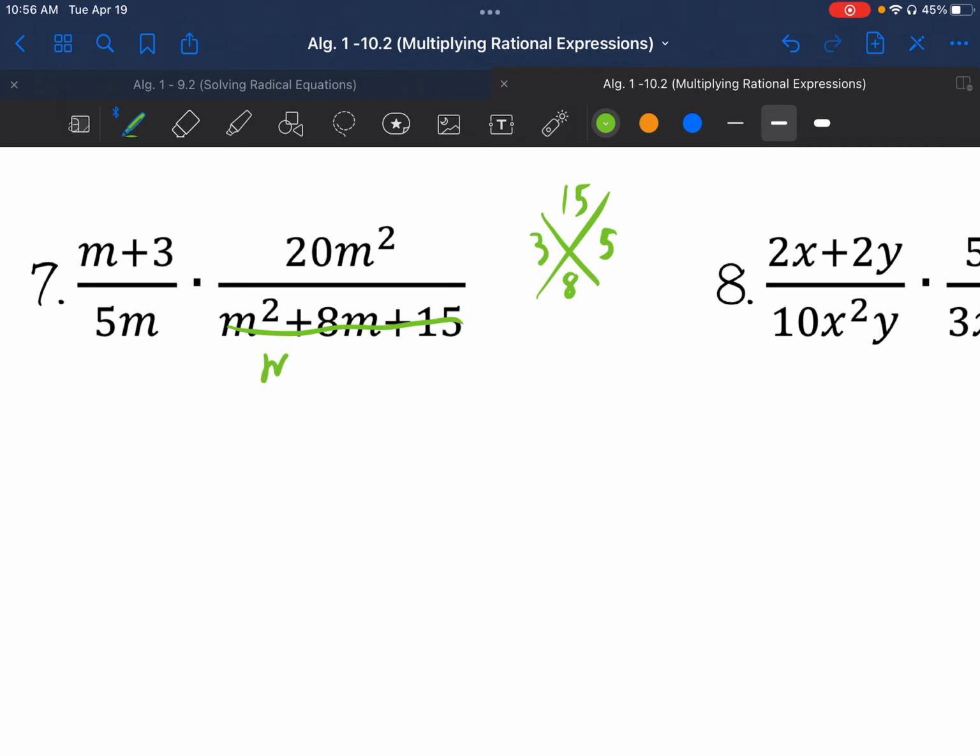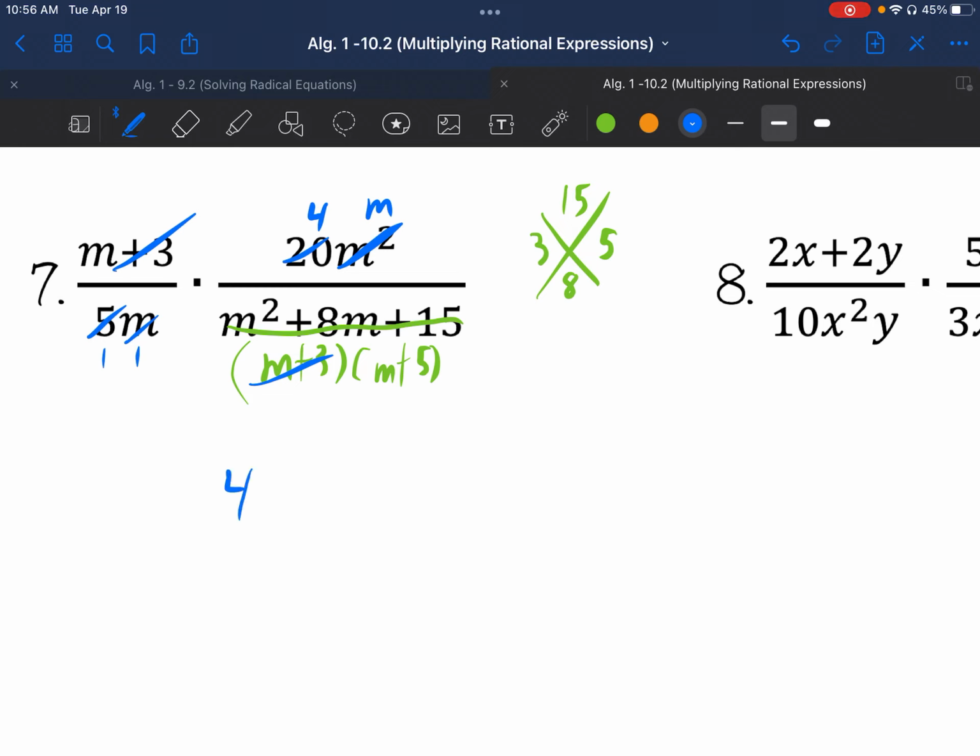work. And I'm just going to go ahead and write that here. M plus 3 and m plus 5 in either order. Well, the m plus 3's can reduce. 5 and 20 can reduce to 1 and 4. The m and the m squared can reduce to 1 and m.